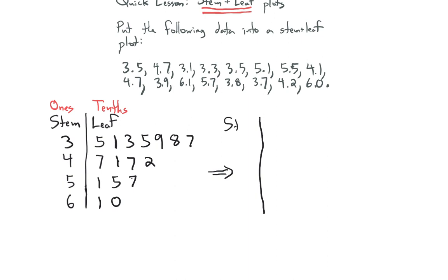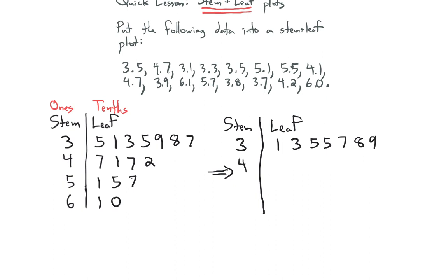So we can rearrange that for each of the rows here, just from least to greatest. So we have a stem of 3. We have a 1, that's the least, and then we have a 3. And then we have 2 5s, and then we have a 7, an 8, and a 9.